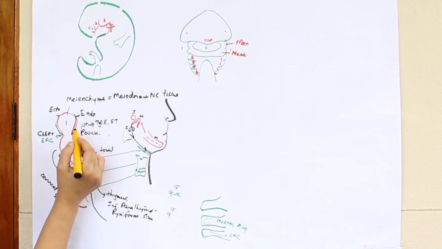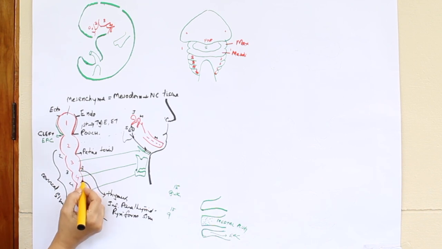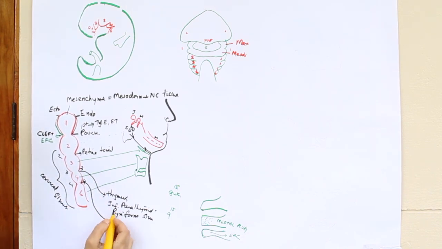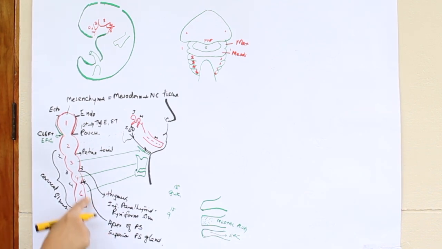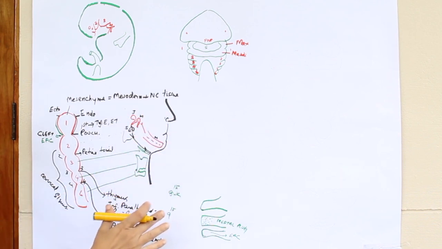This is the 1, 2, 3, and from the fourth one, apex of pyriform sinus and superior parathyroid gland. Okay. From the fourth one comes the apex of pyriform sinus and the superior parathyroid. Okay. So this is how this part is formed.